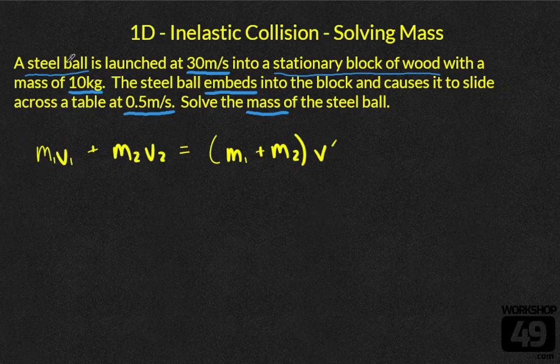m1 is the mass of the steel ball, which we've been asked to find, so we don't know the mass of the steel ball. It stays m1. We do know the velocity of the steel ball. It's 30. Plus m2, the mass of our block of wood. That's 10. We need to find the initial velocity of our block of wood.